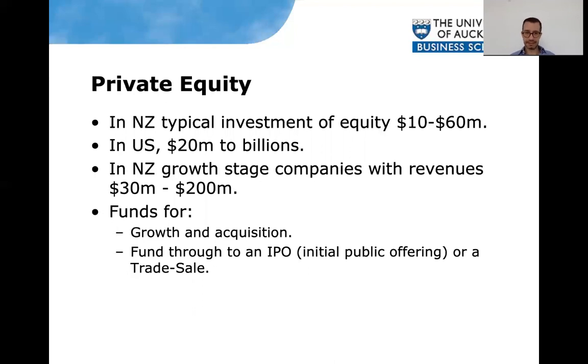They tend to invest, again, in late-stage companies that already have products, customers, and revenues. That can range anywhere between 30 million and $200 million. So these are established companies with solid businesses that have been growing for a number of years. They can invest for many reasons. For example, a company might want to grow further, maybe expand internationally. They might want to acquire another company, and they require capital to do so. In some cases, they may also be funding companies to go through an IPO or trade sale, and so they might need some sort of mezzanine investment to bridge the gap between the funding they have and the funding they need to reach an IPO stage.